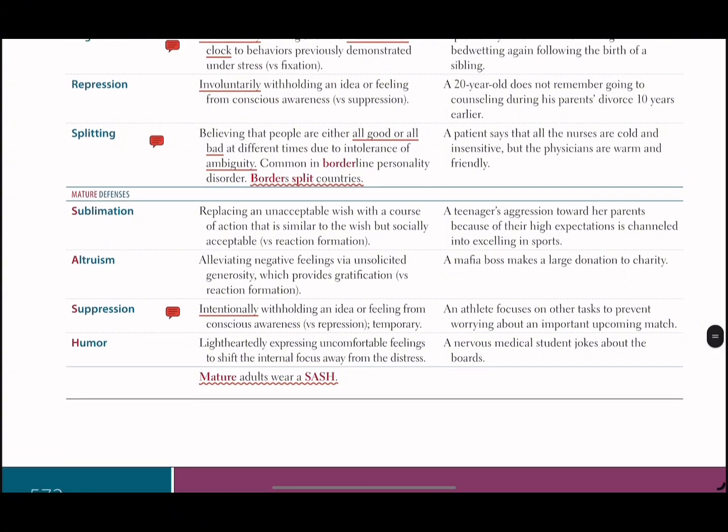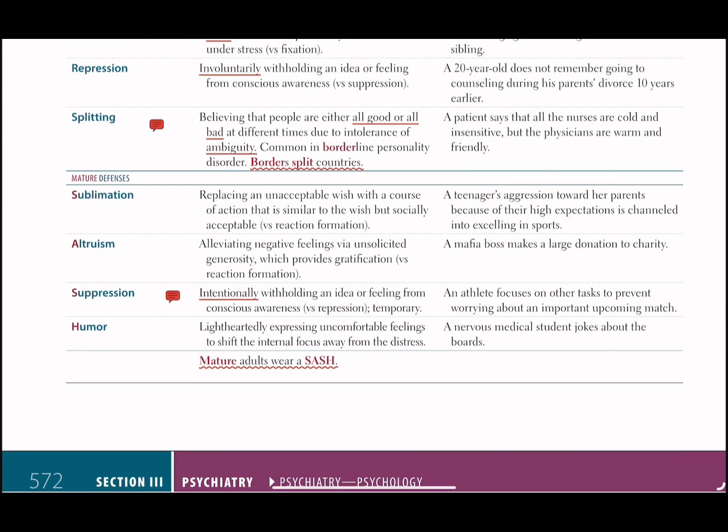Then let's go to the mature defenses. Sublimation first: replacing an unacceptable wish with a course of action that is similar to the wish but socially acceptable, versus reaction formation. For example, a teenager's aggression towards her parents because of their high expectations is channeled into excelling in sports. So this is sublimation.